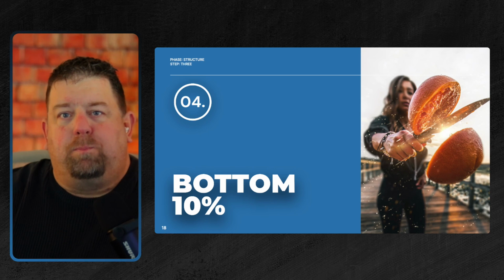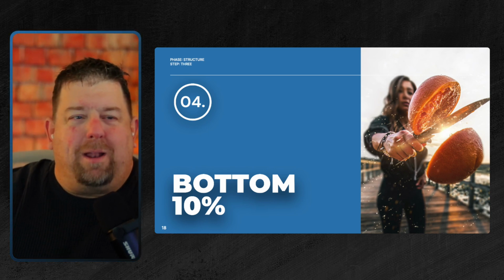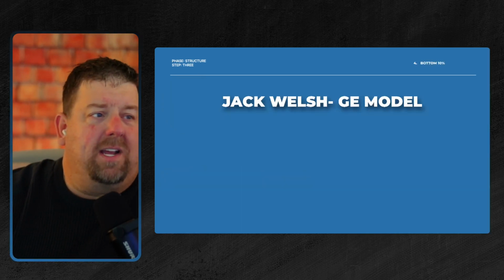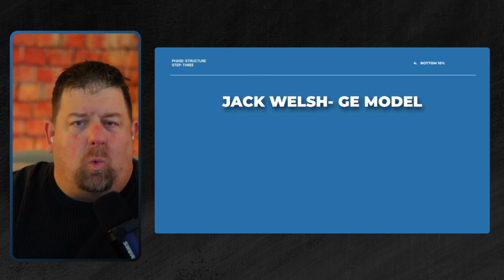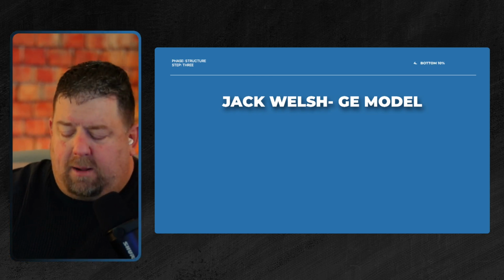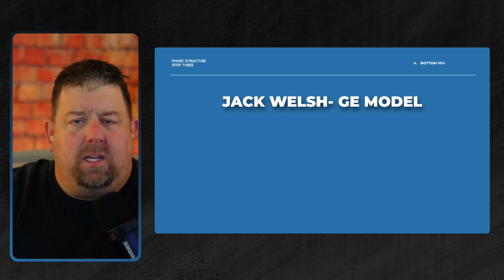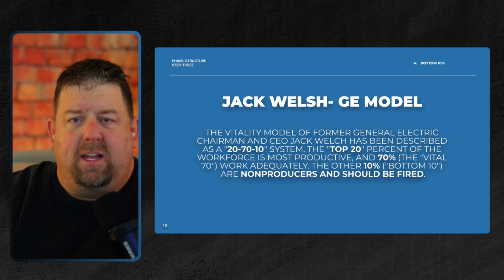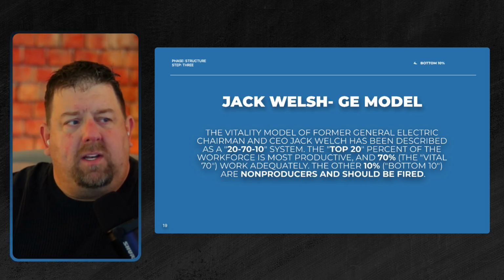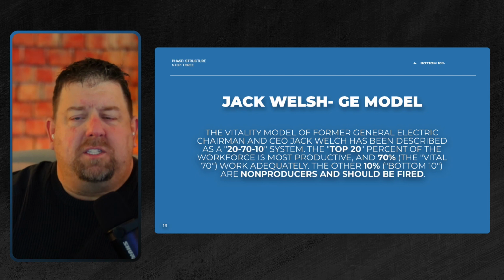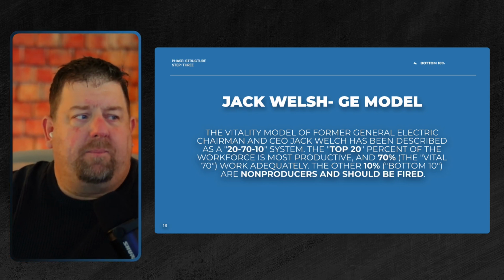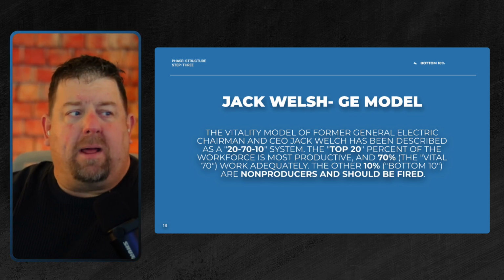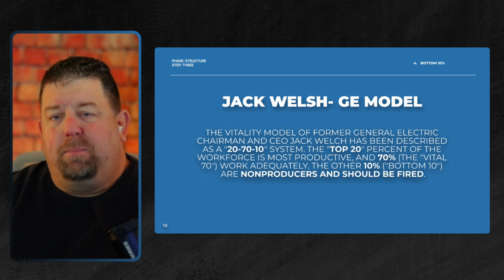The next thing I want to cover is what's called the bottom 10%. This is pretty controversial to some people, but I think everyone's going to really understand it. If anybody's ever heard the story about Jack Welch with GE, General Electric, back in the days when he was the CEO and president, he required every department in his company to look at things through this lens, 20-70-10. The top 20% of the workforce is most productive. 70%, which is the vital 70%, work adequately. And then the other 10%, the bottom, are non-producers and should be fired.